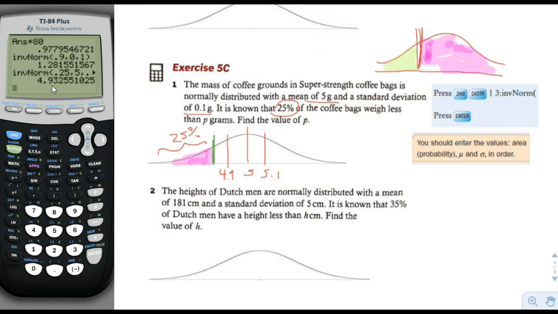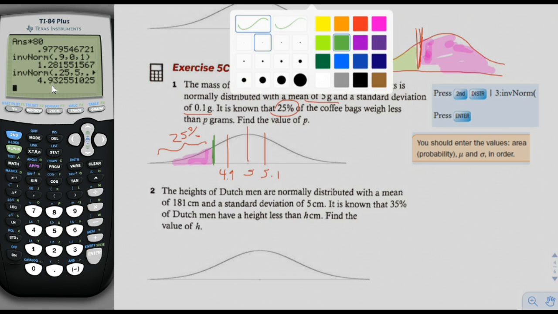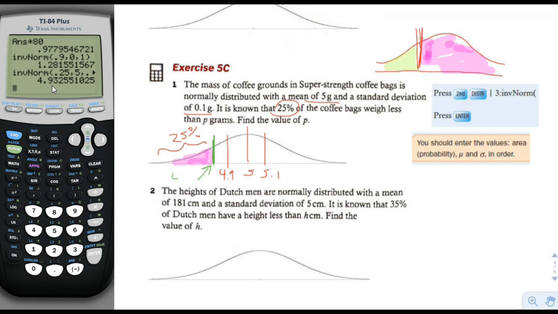Okay, and then we get that the green line is at 4.93. And that kind of makes sense. I mean, we estimated a little bit wrong, right? I thought that 25% would be to the left of 4.9, but it's actually 4.93, and I wrote 4.93%, it's not percent, okay? So the value of p is 4.93, okay? So in the end, the green line was actually over here, right? I estimated wrong.